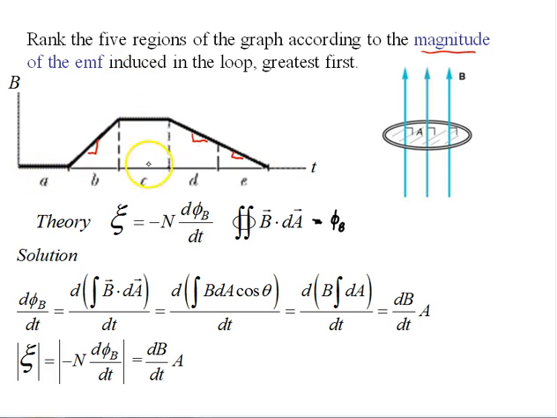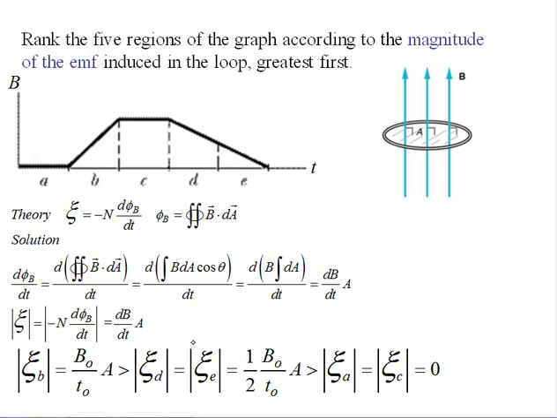In time period A and in time period C, the magnetic field is not changing with time, so we should have 0 EMF. So we can solve for the magnitude of the magnetic field change during time period B. If this is B naught, and each of these time segments is the same, we'll say each is some T naught, from here to here and from here to here. These are all the same time periods. Then that would be B naught over T naught.